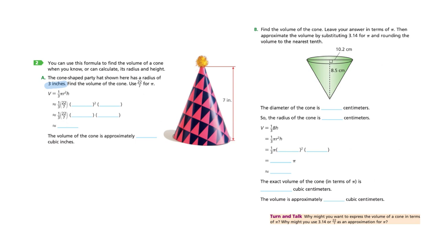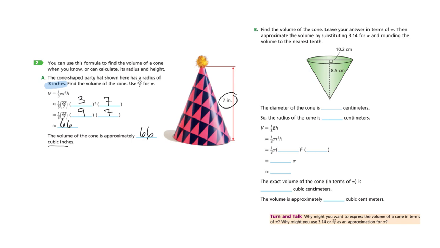So we have 1/3 times 22/7, which is pi, times the radius, which is 3, times the height, which is 7, and that's over here. So this is 3 squared, so that would be 9 times 7. And so if we calculate that out, it equals approximately 66. So the volume of the cone is approximately 66 cubic inches. So let's look at B.